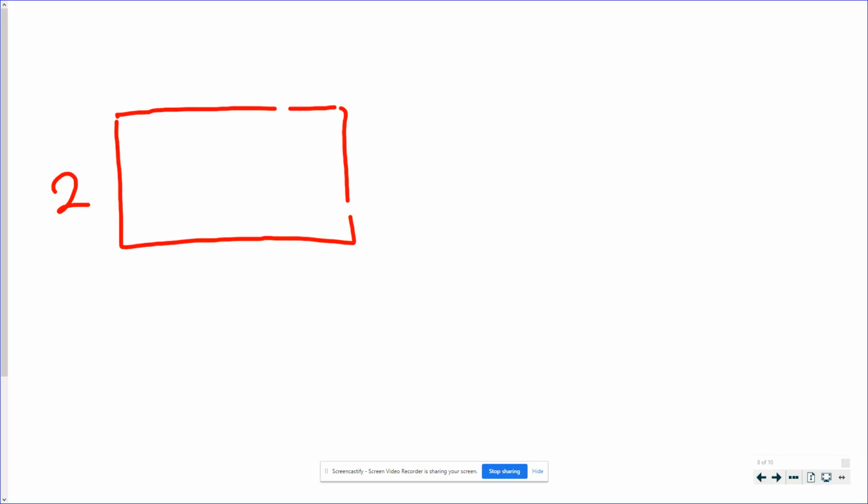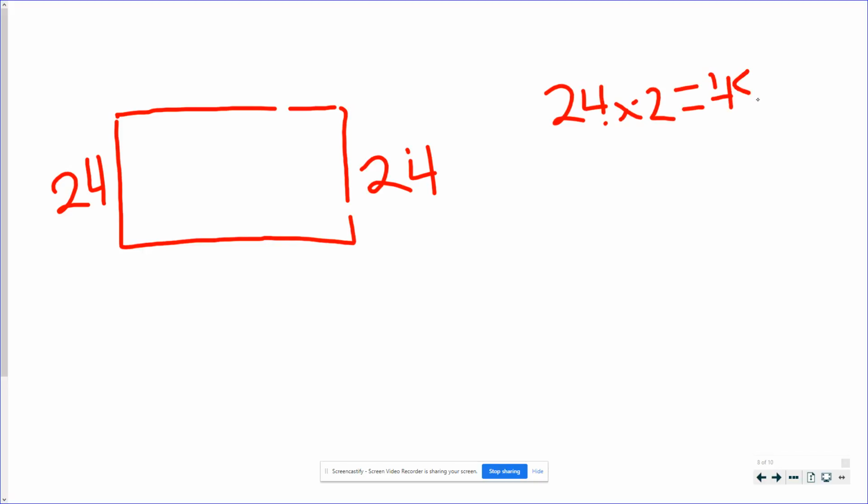One side is 24 inches. We need to get it to a total of 60 inches. Well, if one side of a rectangle is 24 inches, the other side is 24 inches. And what we do from here is just look at doubling these two amounts. So 24 times 2 equals 48. It's getting us very close to that 60 inches.